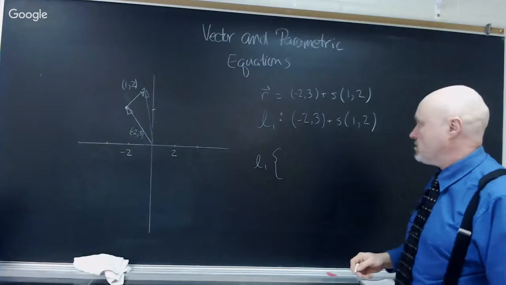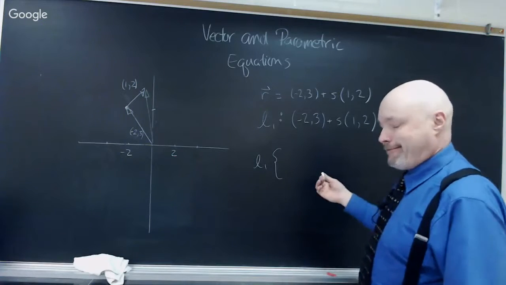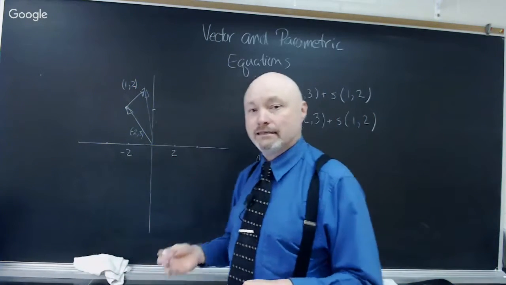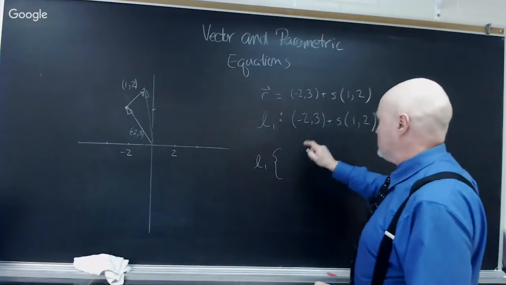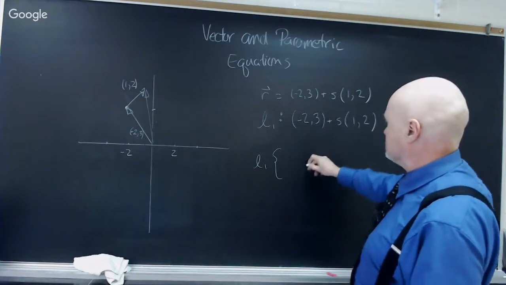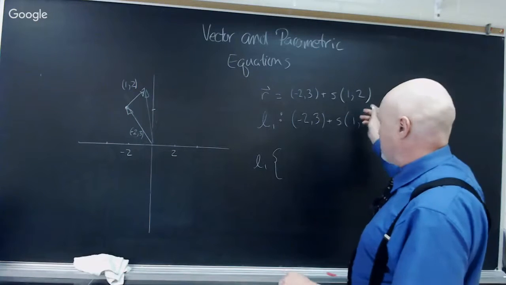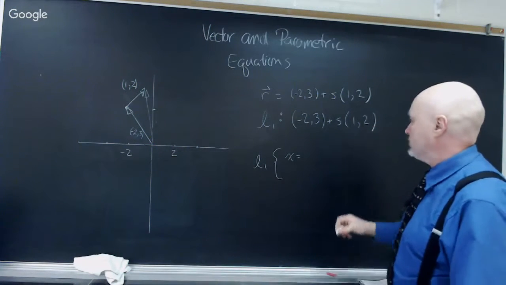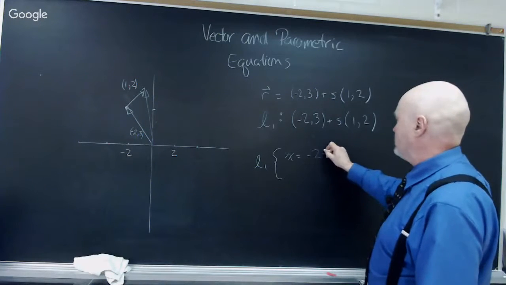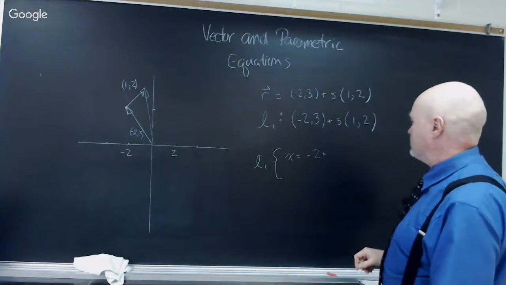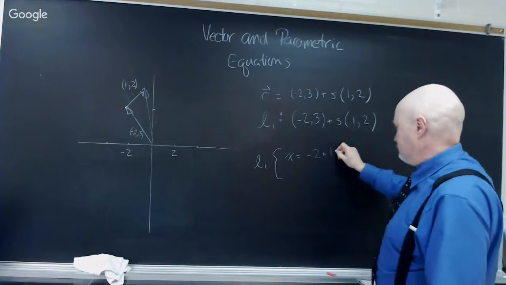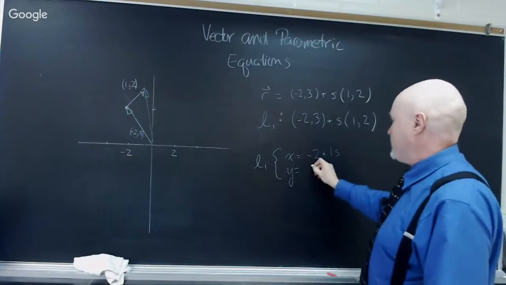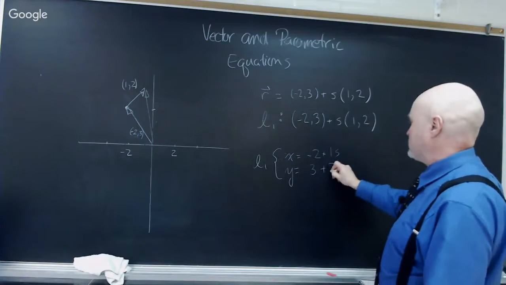Now there's also the symmetric way of writing that line. Is that just breaking it down into the x and y components? Yeah, that's exactly what it is. It's just that simple. So for this line, what is x given by? -2 plus s, I guess, just 1s. That's right. And y is just 3 plus 2s. Yes.